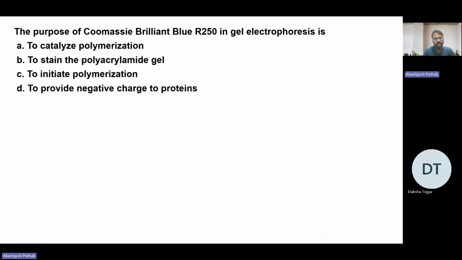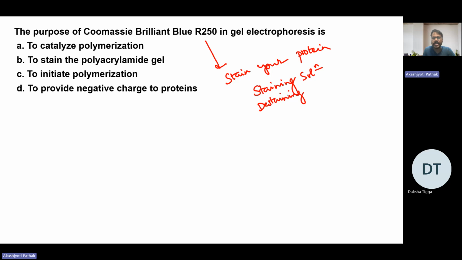So it is a staining dye. Okay, it will stain your protein. Coomassie Blue will stain your protein. How does it stain your protein? After staining, you need to add the destaining solution. So you add a staining solution, which will contain the Coomassie Brilliant Blue. But your destaining solution, after staining for 3 to 5 minutes, you will add. Your destaining solution will also have all the components which are present in staining solution, but it will not have CBB. Here CBB will be present. Here CBB will not be present.